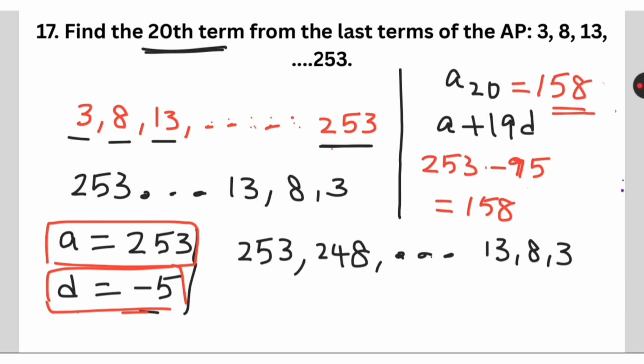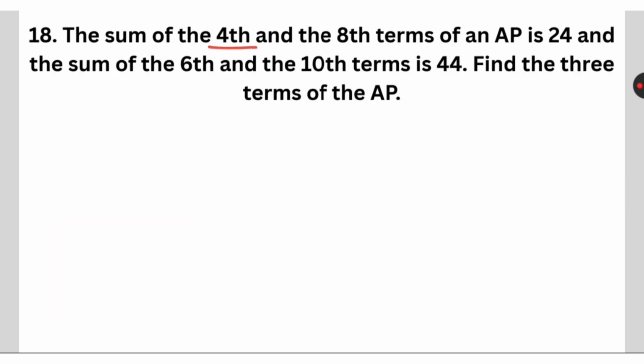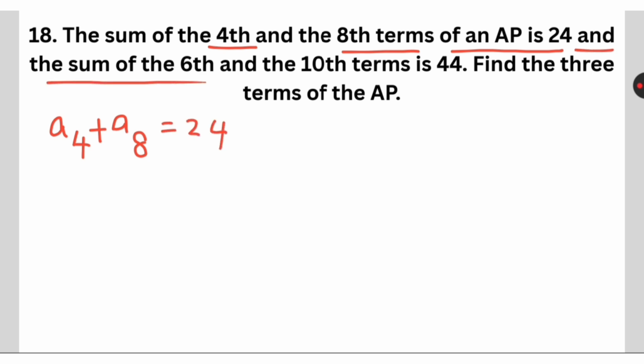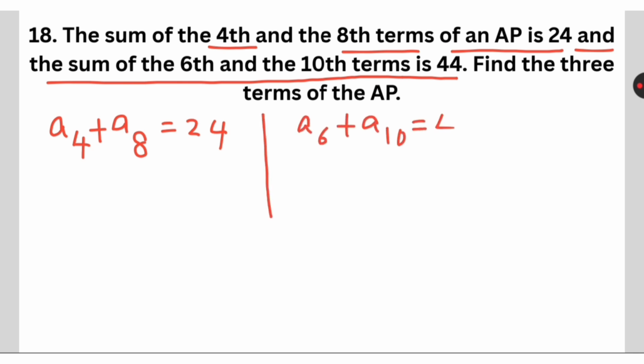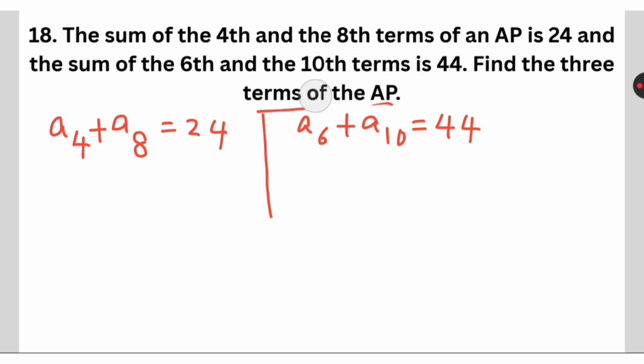Like that, just reverse it and find out the first term and the common difference. Then you can easily find the 20th term. That's it. Let's go for the 18th question. The sum of the 4th and 8th terms, that means A4 plus A8, of the AP is 24. And the sum of the 6th and 10th terms is 44. Find the first 3 terms of the AP.